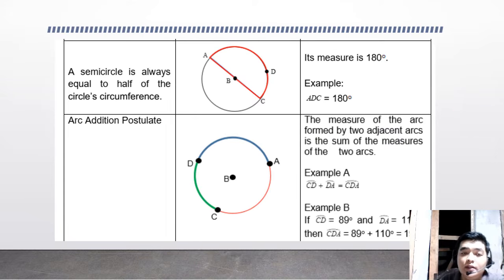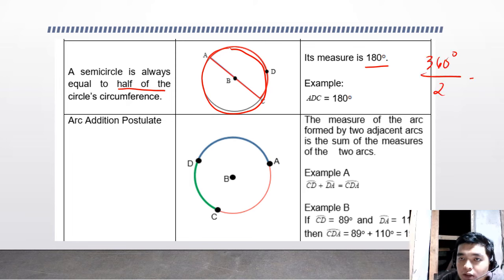A semicircle is always equal to half of the circle's circumference. Since one revolution is 360 degrees, half of 360 degrees is 180 degrees.